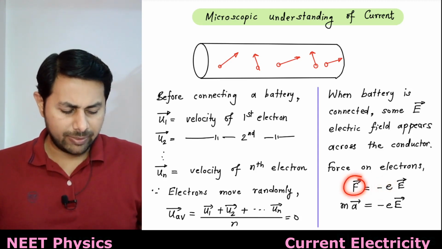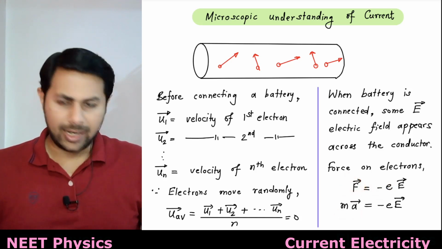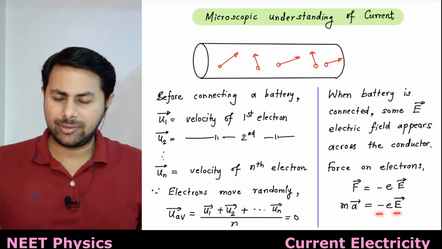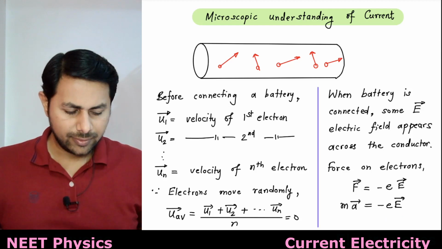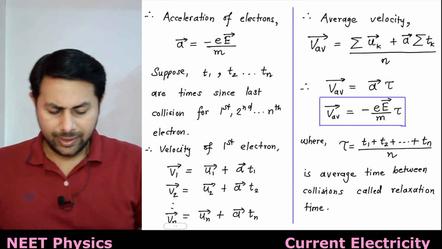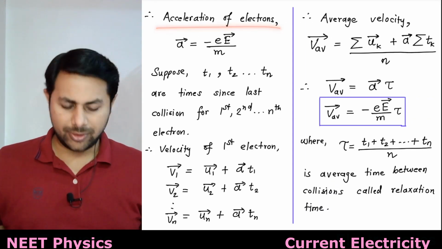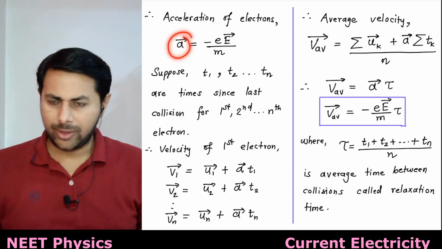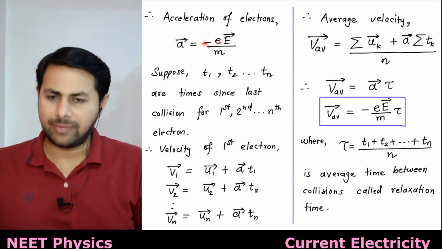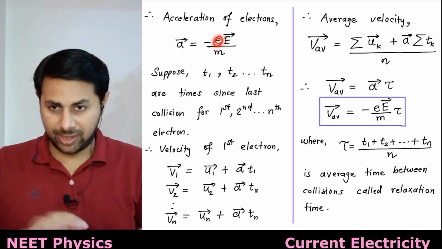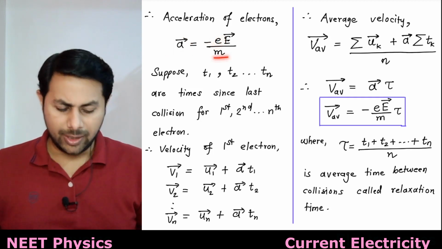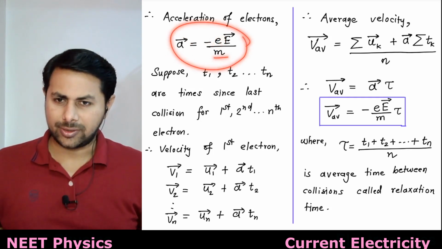Okay, force can be written as mass times acceleration, and that's equal to minus e times E bar, right? And then what would be the acceleration of electrons? Therefore the acceleration of all electrons would be minus e times E bar, small e times E bar, okay, divided by m. This is the acceleration of electrons.